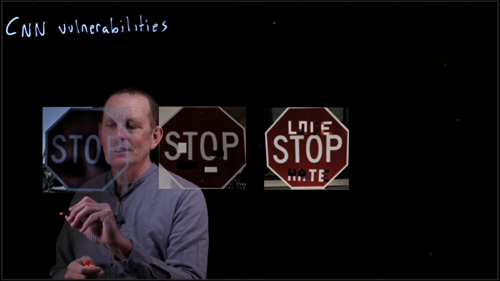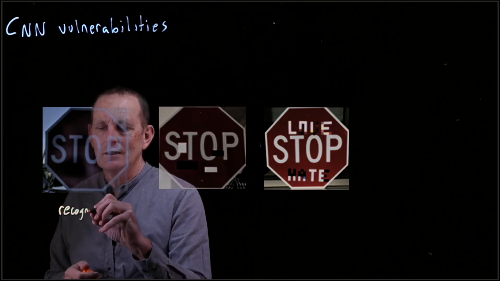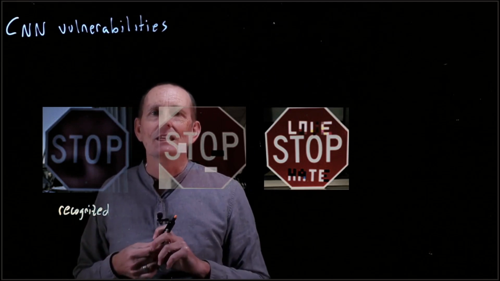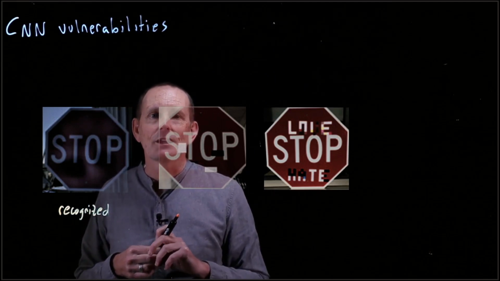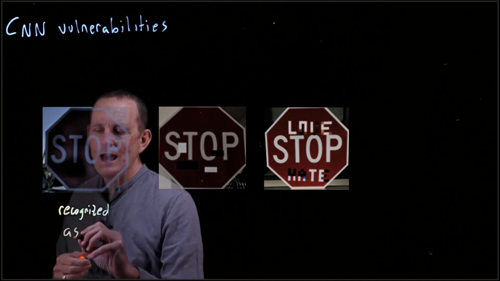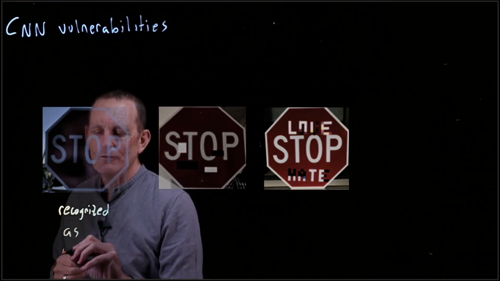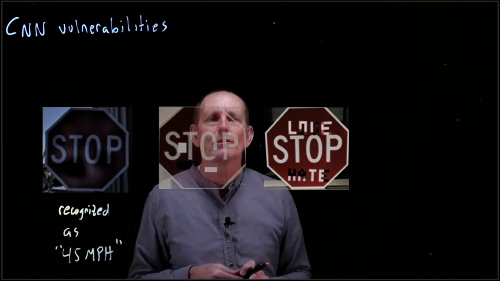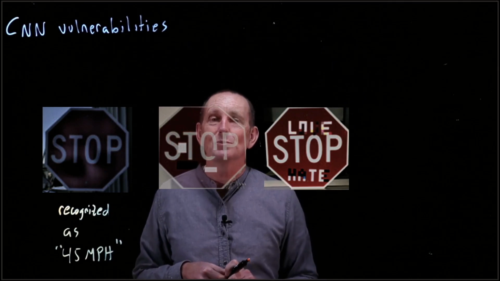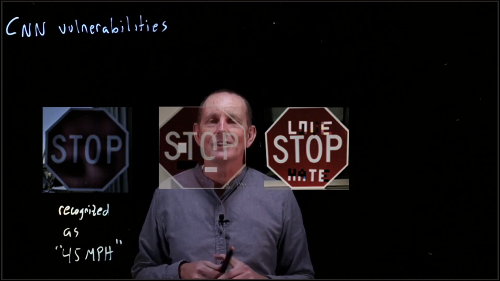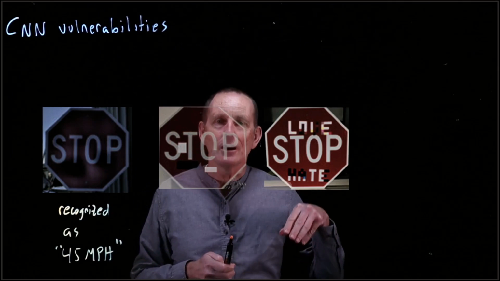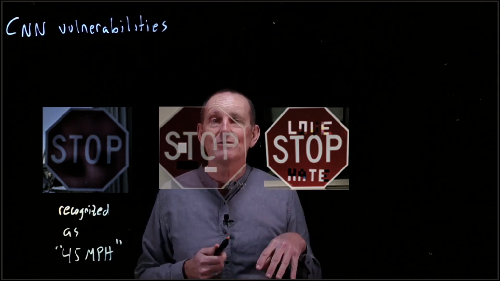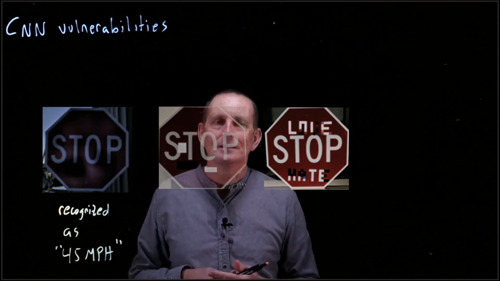This actually gets recognized, and this was by a CNN classification that was classified to recognize road signs. This was actually recognized as 45 mile per hour. Well, as you can imagine, the difference between stop and 45 miles per hour is pretty extreme, right? If you've got your self-driving car that comes up to an intersection, if it sees a stop sign, presumably it's going to stop, and if it sees a 45 mile per hour, it might just step on the gas. That would be very bad.